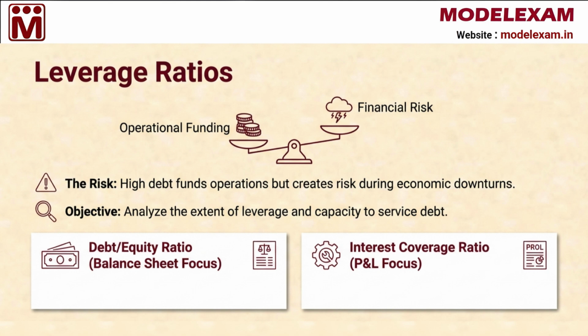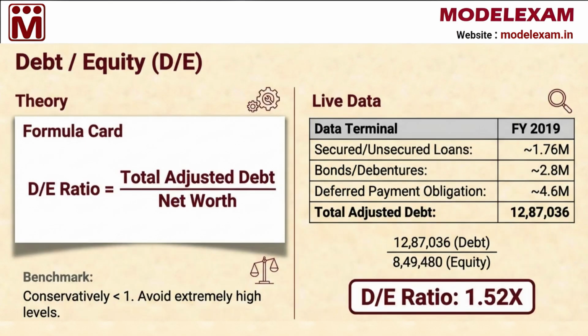We primarily look at two ratios: the debt to equity ratio, which focuses on the balance sheet, and the interest coverage ratio, which focuses on the profit and loss statement. Let us examine the debt to equity ratio. The formula is total adjusted debt divided by net worth. Ideally, a conservative benchmark is a ratio of less than 1.